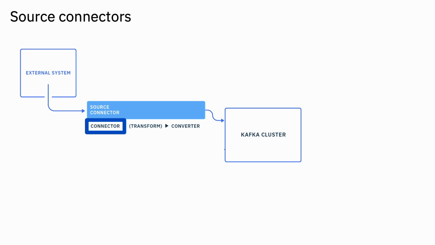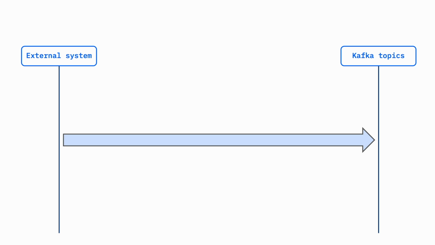Now this needs to go in the other direction. We're getting data from an external system and we're sending it into a Kafka topic. So this is the objective. We want to get data from an external system and send it to Kafka. But again, a source connector isn't going to do all of this. A source connector isn't sending messages to Kafka.